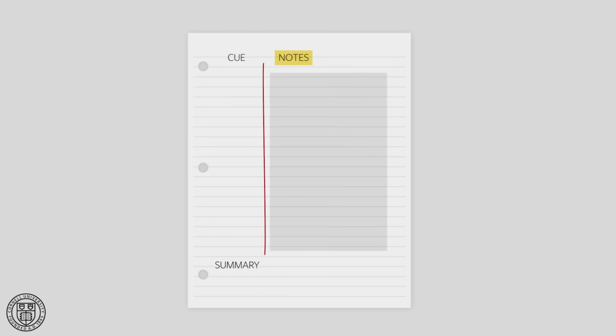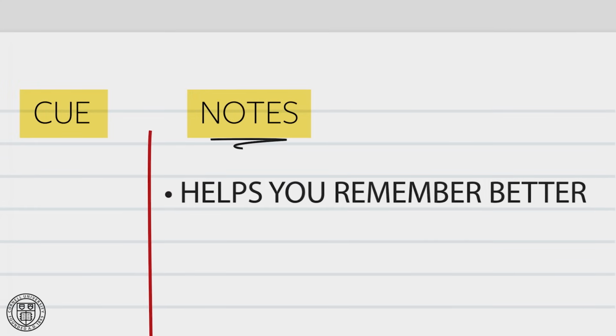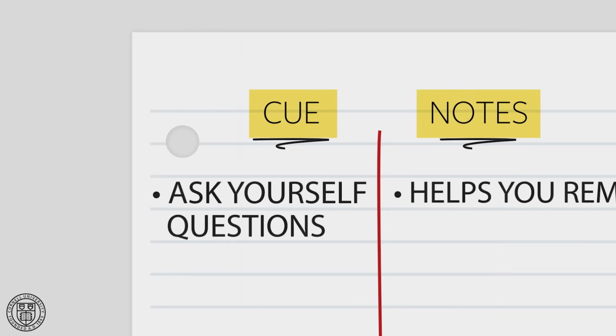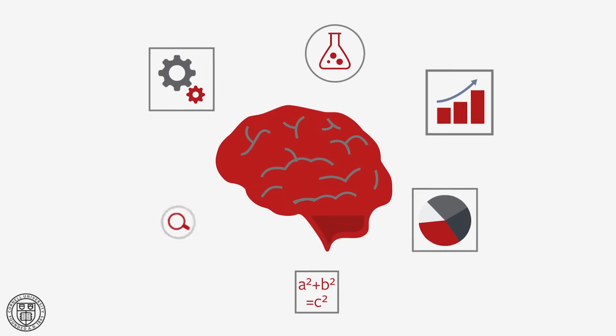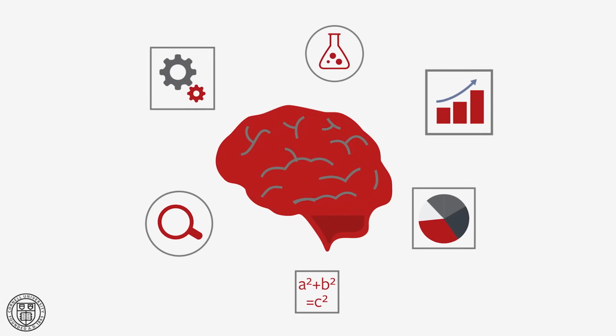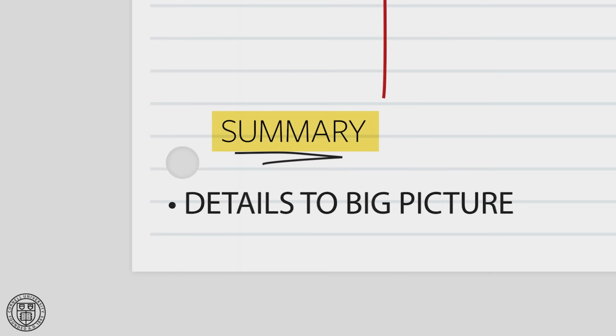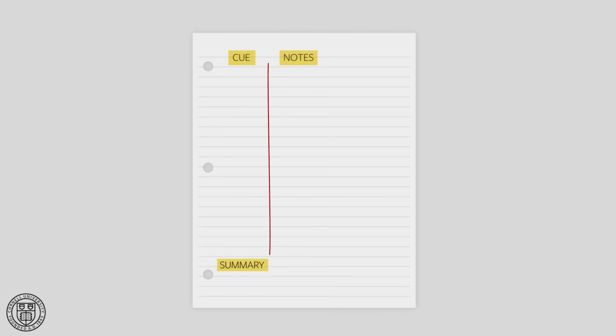You can use any part of the Cornell note-taking system, no matter how you're learning the material. Taking notes on the information helps you remember it better than just listening or reading. Asking yourself questions about what you are learning keeps your brain active and activates higher-level thinking, beyond just memorizing. It lets you apply, analyze, and evaluate what you are learning. Summarizing makes you go from details to the big picture. Try out Cornell Notes and learn what works for you.